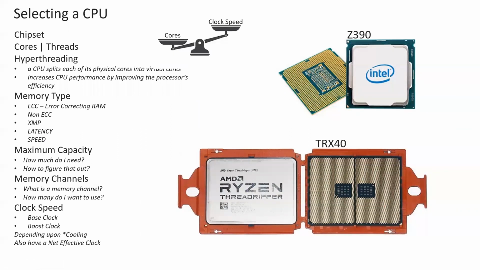Okay, also, typically when you see cores and threads, threads are going to be double the number of cores as long as you have hyper-threading. Okay, hyper-threading splits the cores into virtual cores, so that doubles the number of cores you have. It increases the CPU performance by improving the processor efficiency. Okay, not every CPU has hyper-threading. Okay, and we'll get into some of that.